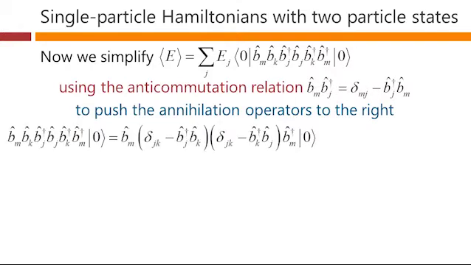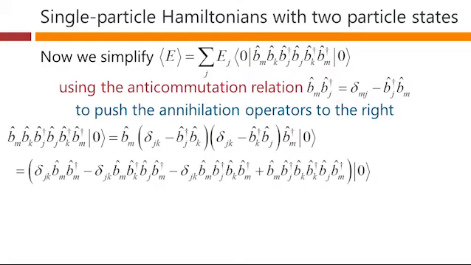So we can start doing that. Note that there are two pairs like that in here. Here's the annihilation operator for state K and the creation operator for state J. So we can substitute for those using the anti-commutation relation. And here's the annihilation operator for state J and the creation operator for state K. So we can substitute for those using the anti-commutation relation. So we can multiply that out and keep going like this.